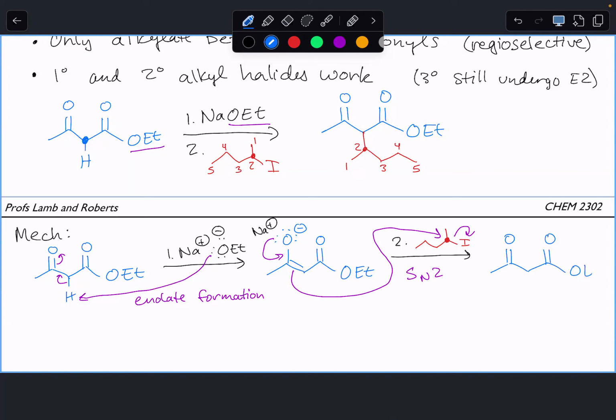The ester part of the molecule didn't change, so we're going to keep that the same. And then we're going to count our carbons. 2, 3, 4, 5. 1, 2, 3, 4, 5. Questions on that?